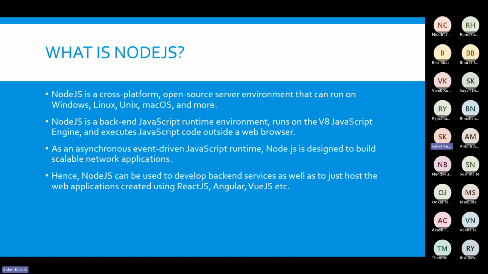It is backend JavaScript runtime environment that runs on Google's V8 JavaScript engine and executes the JavaScript code outside the scope of a web browser. Node.js doesn't require the browser. It contains its own environment with its own JavaScript interpreter built into it and is completely based on an asynchronous event-driven JavaScript runtime, which we call as event loop-based runtime.